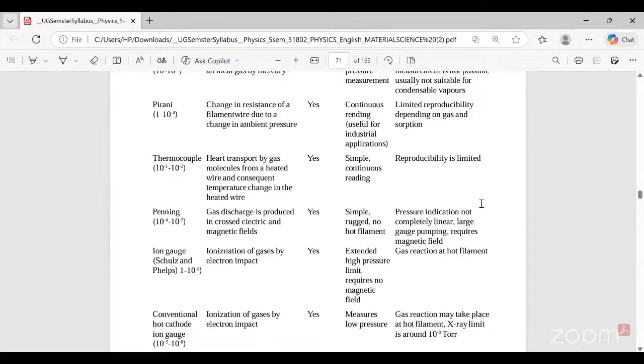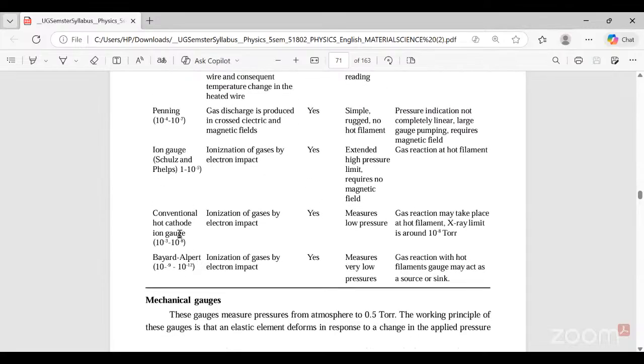So like this, we have different types of gauges which work under these pressures. The ion gauge works at 1 to 10 to the power of minus 5 torr, and for the conventional hot cathode ion gauge, the pressure range is in between 1 to 10 to the power of minus 5. So these are the different types of gauges we have.